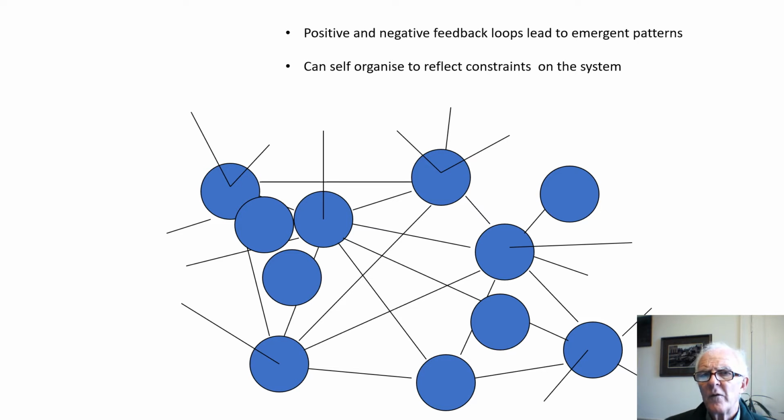Within these systems, there are both positive and negative feedback loops, and this leads to what we call emergent patterns. These systems can self-organize to reflect the constraints on the environment, and patterns emerge which could not be predicted on the analysis of individual elements or units.